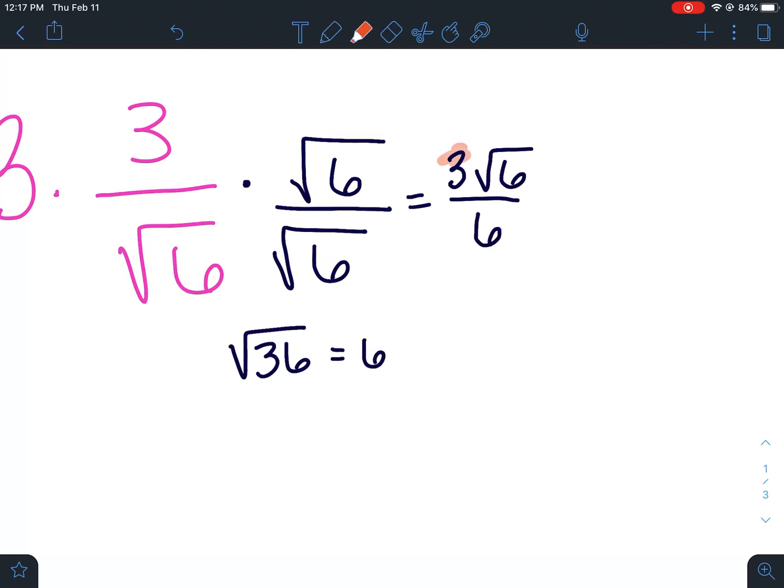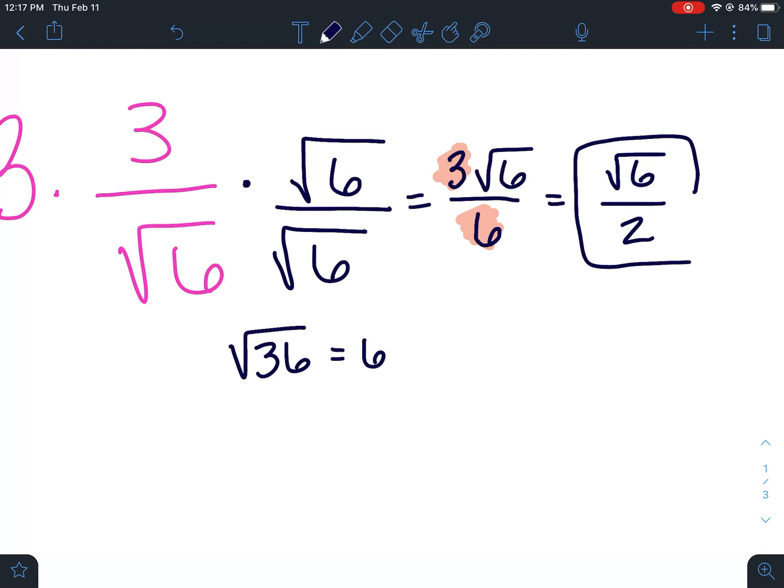One more thing you want to look for is, can you reduce your fraction? Here I have 3 over 6, so that's just 1/2. I'm going to leave the 1 off from the top, but I have to bring that 2 over here.